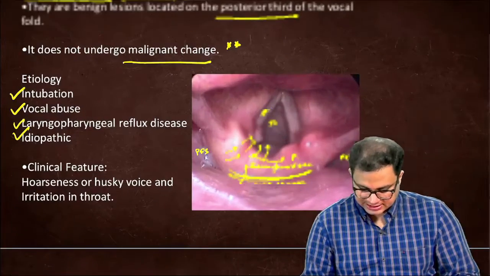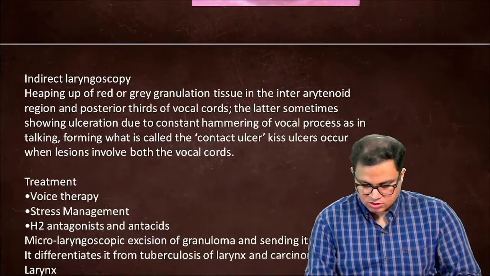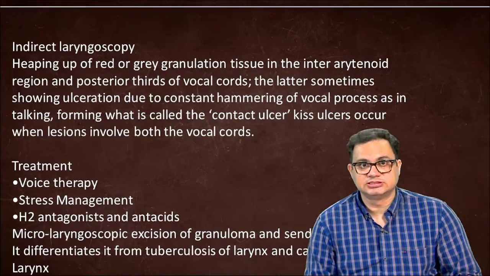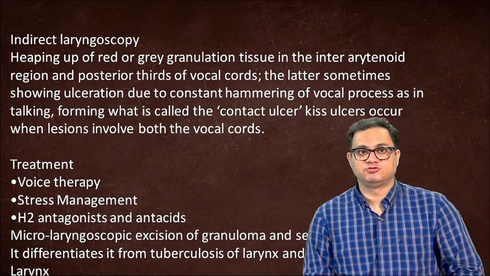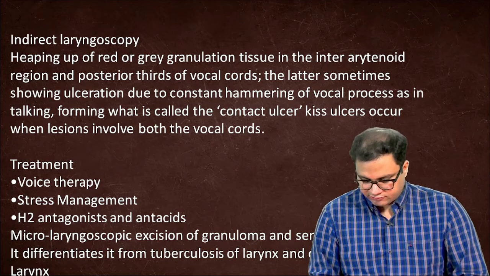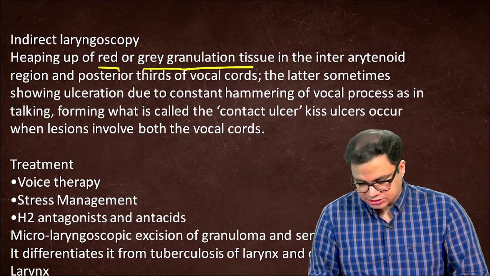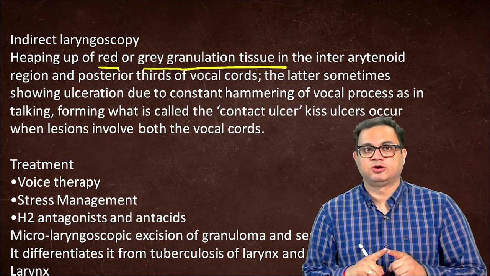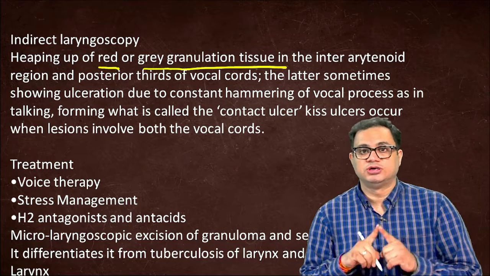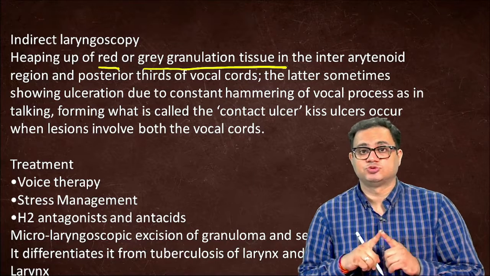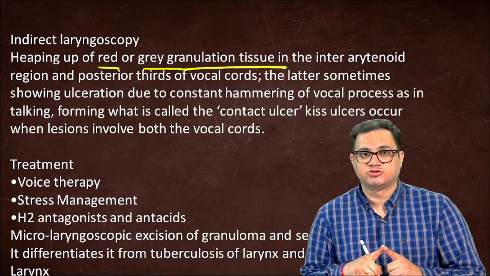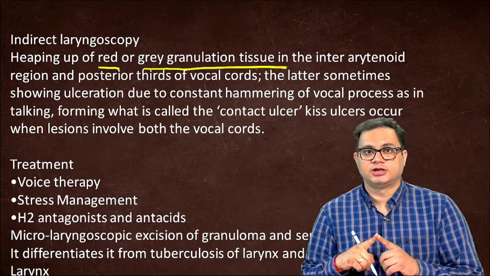So on indirect laryngoscopy, what will we see? On indirect laryngoscopy, we will see a heaping up of red or grey granulation tissue in the interarytenoid region. Remember, it is present only in the posterior part of the larynx, the endolarynx, that is the posterior one third of the vocal cords and the interarytenoid area.